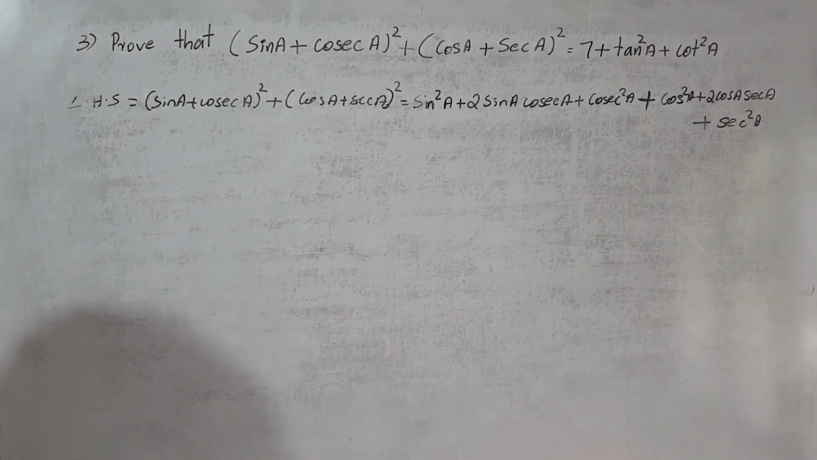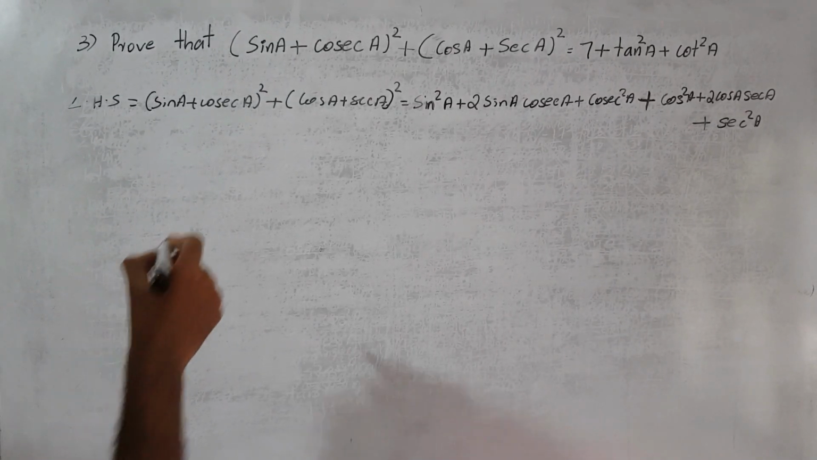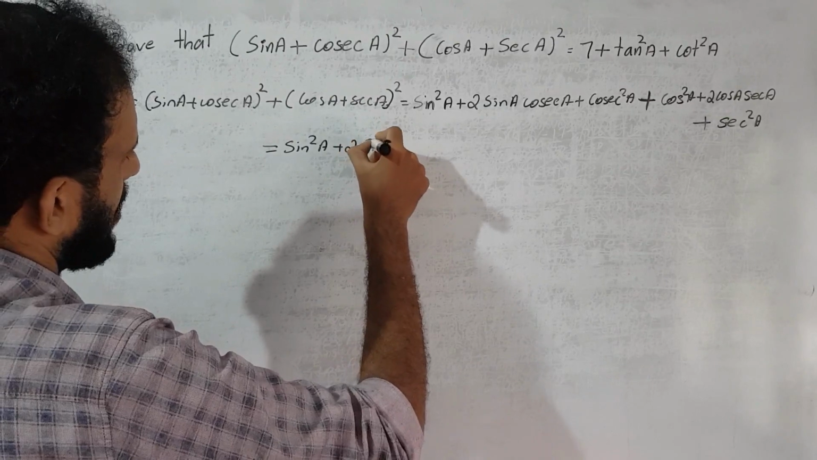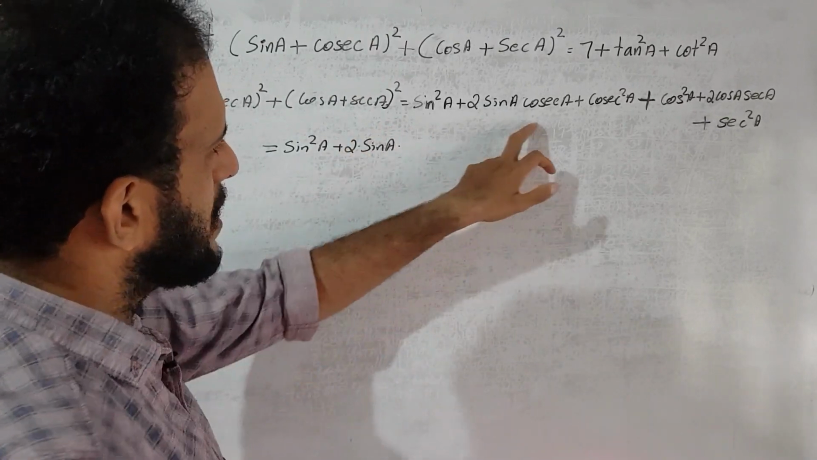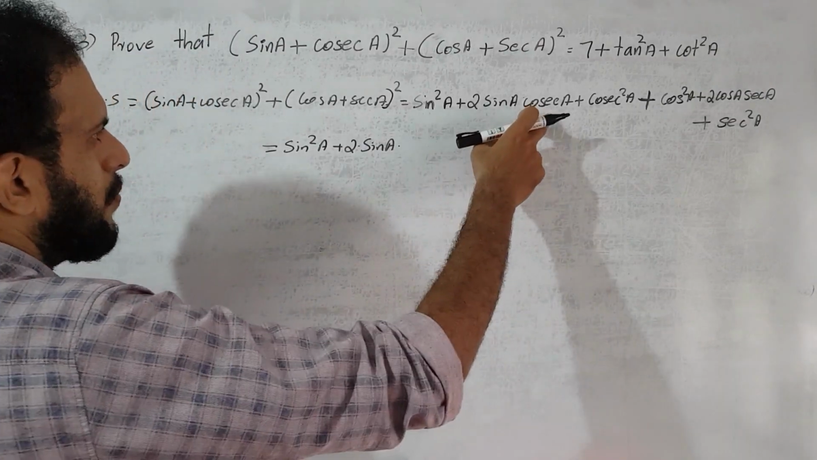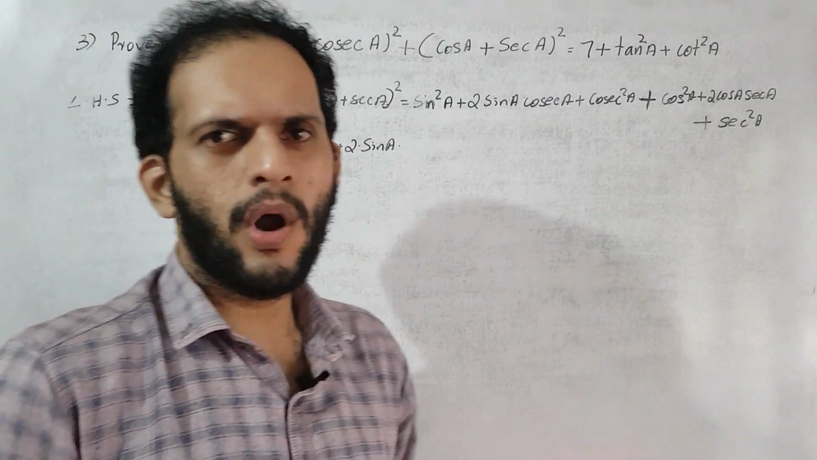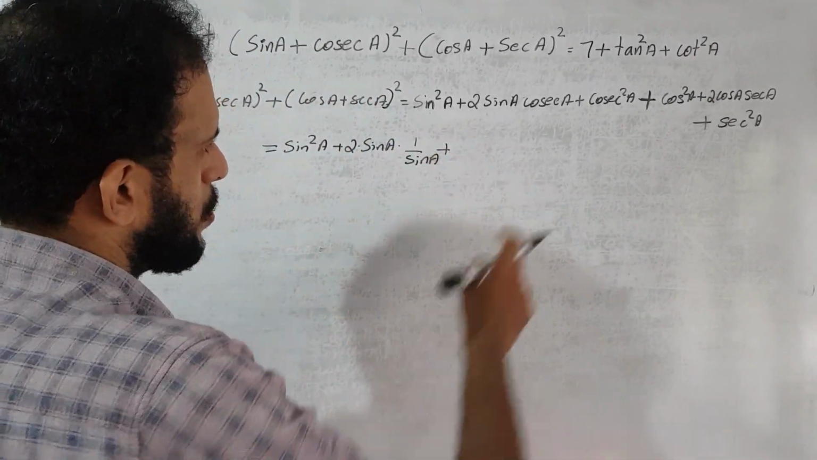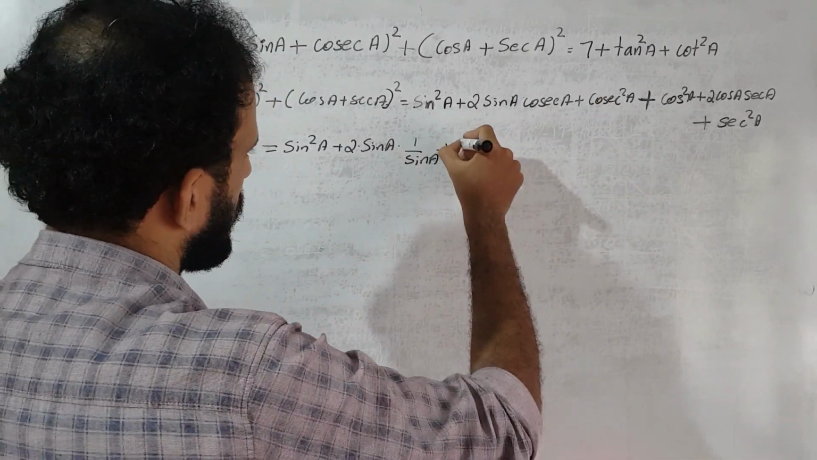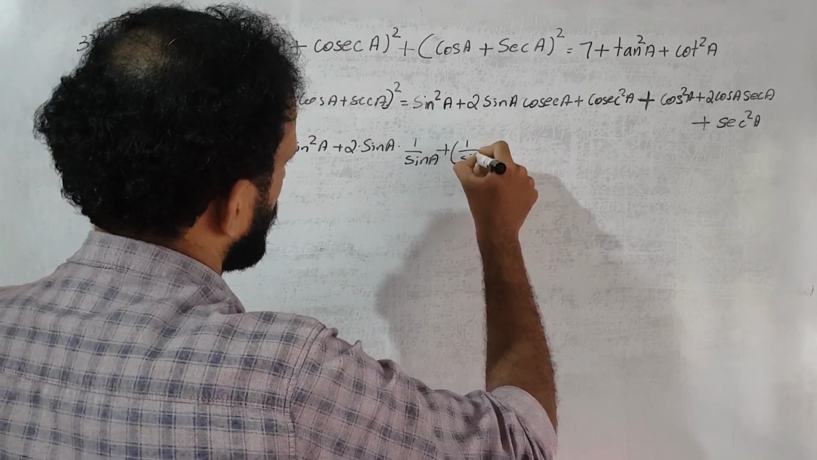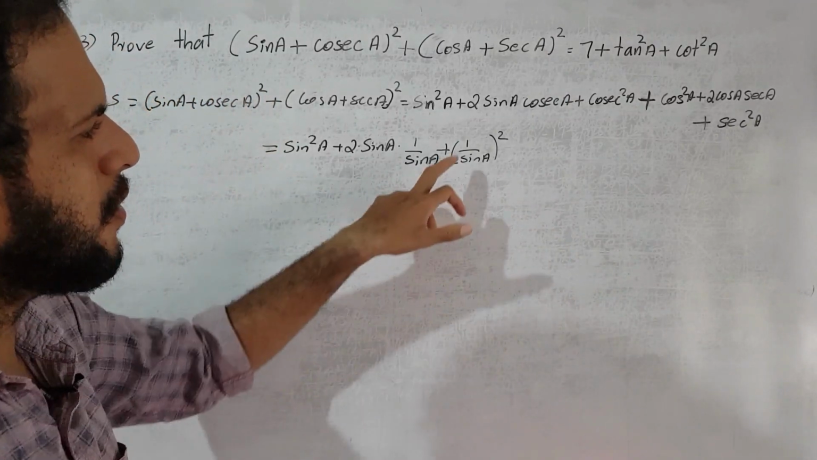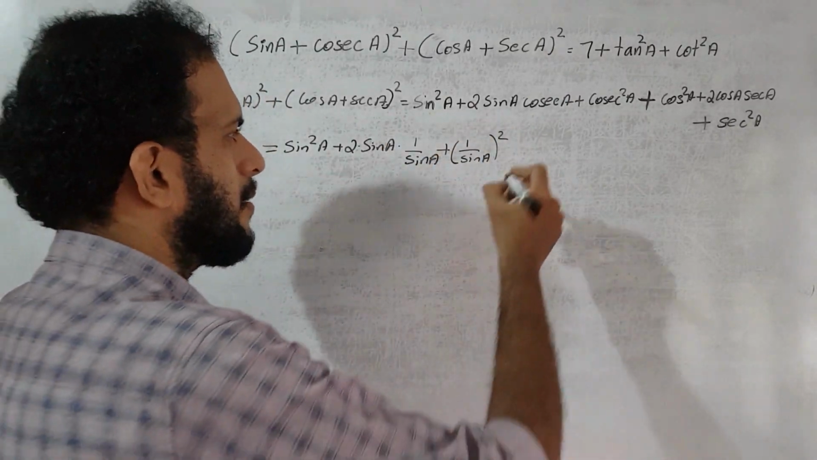Okay, then we expand the two brackets by using the identity (A plus B) whole square. So next is equal to sin square A plus 2 into sin A into cosec A. How do we convert cosec A? Cosec A means 1 by sin A, correct? So what is cosec square A? Cosec square A is equal to 1 by sin A whole square, correct? Then how do we write 1 by sin A whole square? That is the next step.